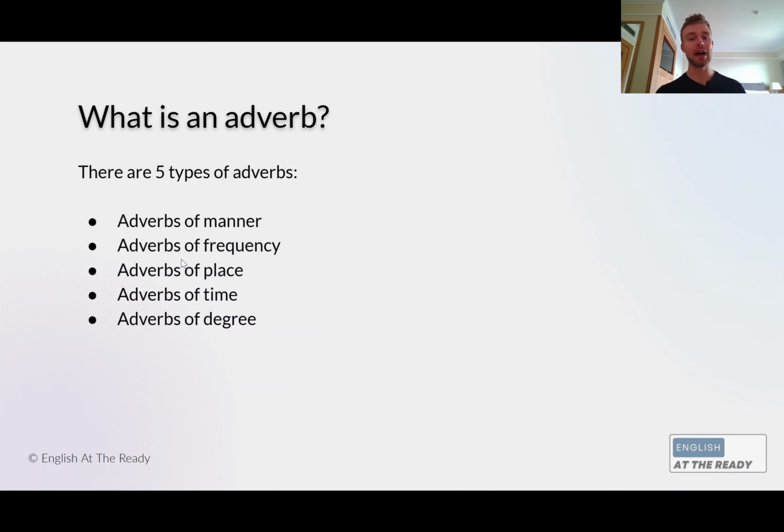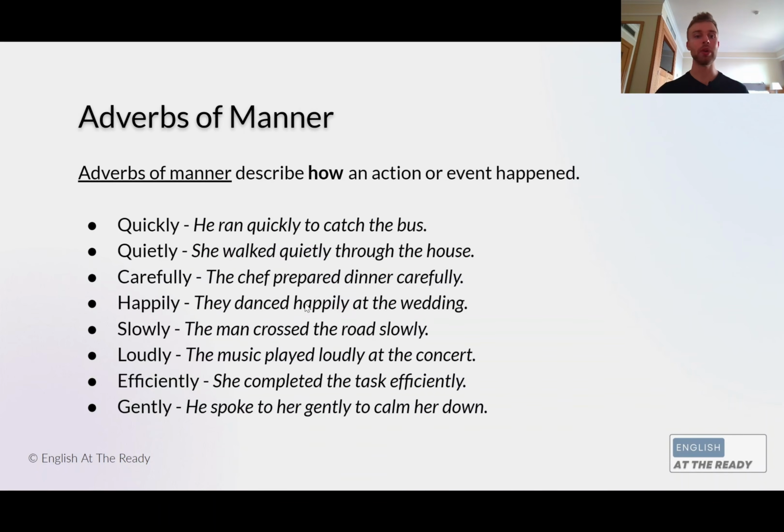Now, there are 5 types of adverbs. There are adverbs of manner, adverbs of frequency, adverbs of place, of time, and of degree. So now what we're going to do is look at these different types in more detail, and I'm going to give you some examples for each. Let's start with adverbs of manner.